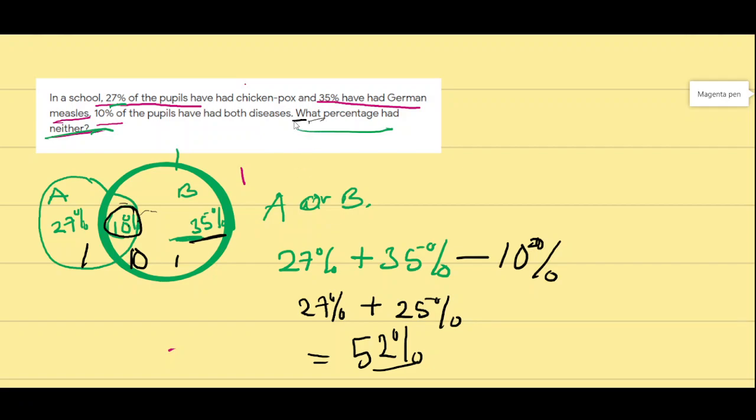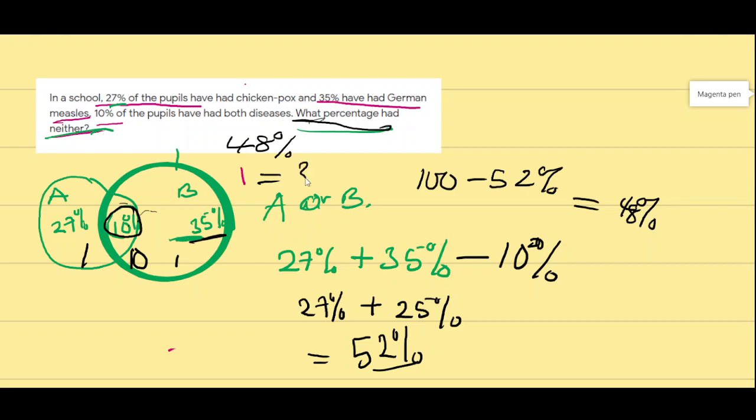Exactly. So what about those that have neither? That would be 100 minus 52%. This is 48%. So our answer is 48%. Before, when we did it wrong, we got 38%. This shows you that we were actually overcounted by 10%. Like our work was erroneous. So the correct answer is 48%.